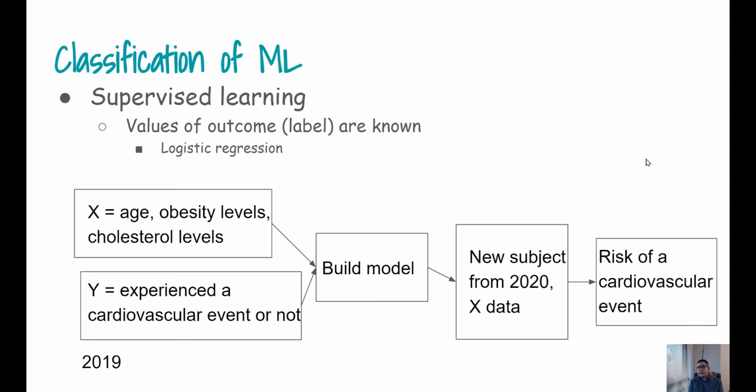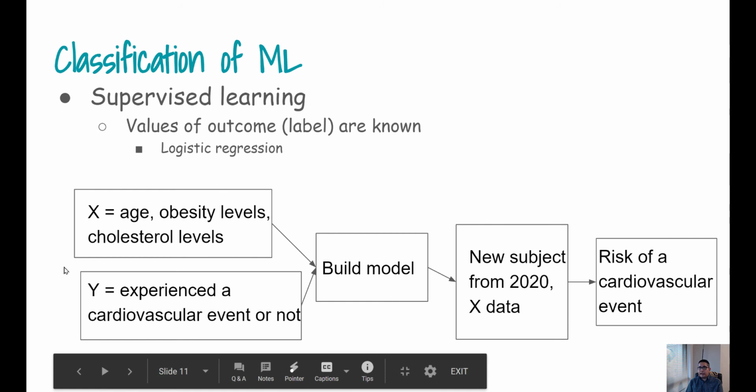So to build the model, what we try to do is collect some data, say for example from last year, where we collect some of the predictor variables, for example age, obesity levels, cholesterol level, and we also collect the data about the outcome and the labels, whether they had a cardiovascular event or not. Based on these predictors and the outcome, we try to build the model.